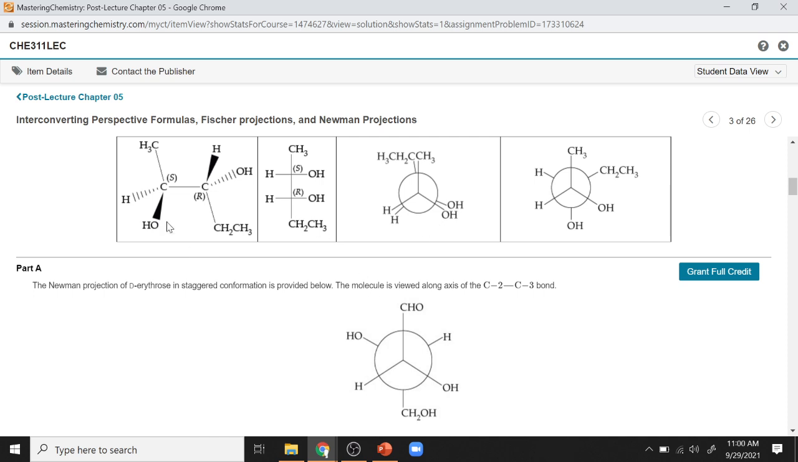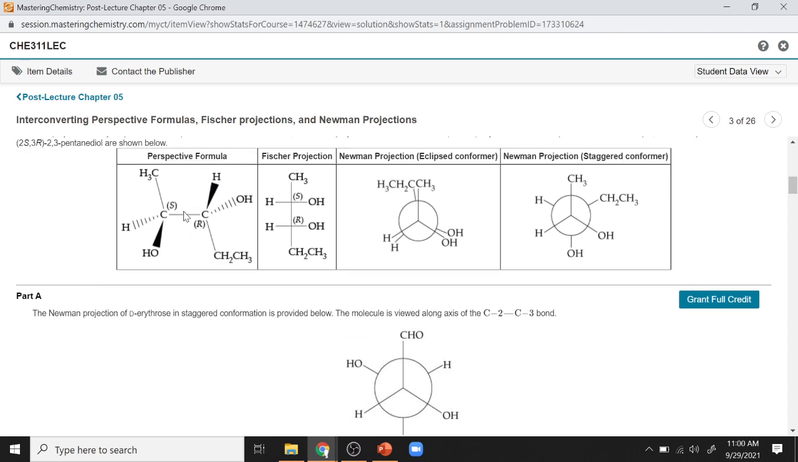Okay. There's essentially three different ways that you need to familiarize yourself with of representing three-dimensional structures in a two-dimensional media, right? Which is print. There is, of course, the perspective drawing. And so these will be perspective formulas right here, right? And you have your wedge coming out towards you, you have your dash going away from you, and you have the line in the plane with the paper, right? They're actually, in many ways, the least accurate of the three-dimensional and two-dimensional, right? Three-dimensional drawings, let's call them.